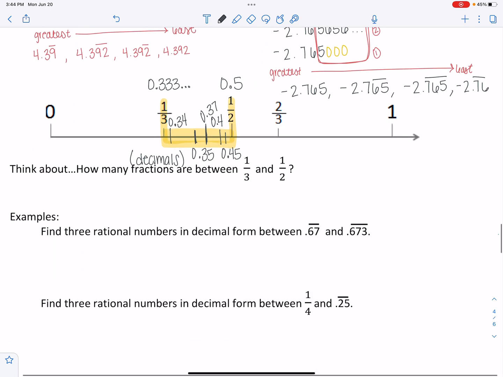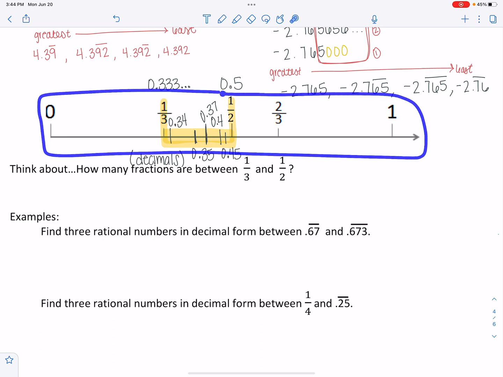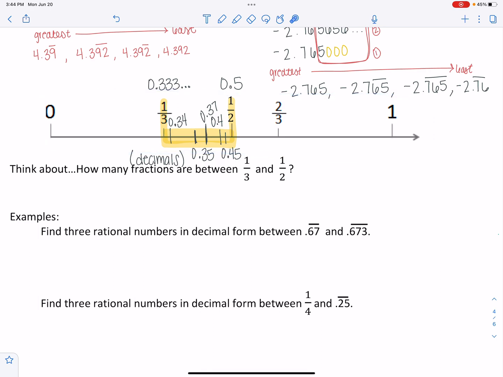All right, the last thing we're looking at is just a couple of concept questions about how many rational numbers appear between two different fractions or decimals. So here I've got a number line on the screen, and the question says how many fractions are between 1/3 and 1/2. Since we're talking about decimals, I changed the question to ask how many decimals are between 1/3 and 1/2.